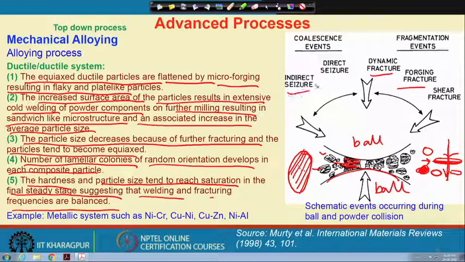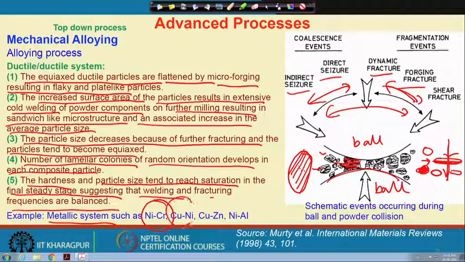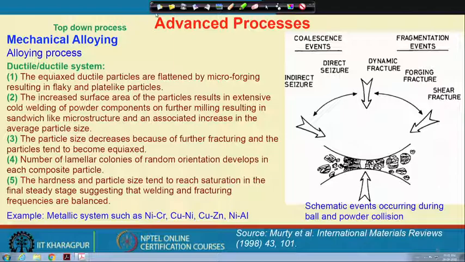So, starting from welding, we have a fracture process, and both the welding process and the fracturing process have to be optimized in some cases. A typical example of such a ductile system: I can choose nickel chromium, copper nickel, copper zinc, or let us say a nickel aluminum system. So, here we will go for such a ductile system mechanism.